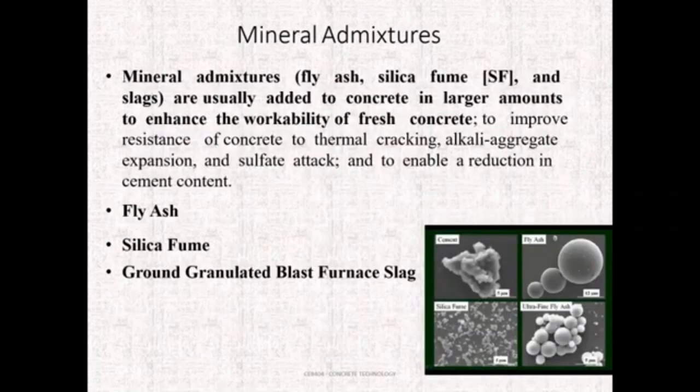Next one is mineral admixtures. Mineral admixtures are usually added in large amounts to enhance the fresh and hardened properties of the concrete. It improves the resistance of the concrete to thermal cracking, alkali aggregate expansion, sulfate attack, and also reduces the cement content. The commonly used mineral admixtures are fly ash, silica fume, ground granulated blast furnace slag, commonly known as GGBS, and then metakaolin.